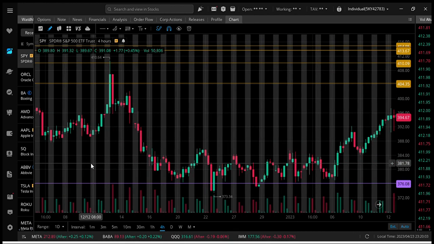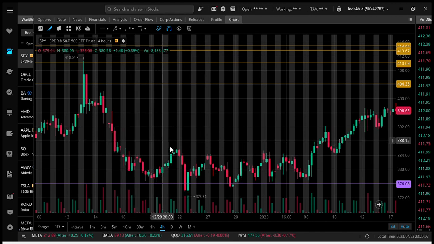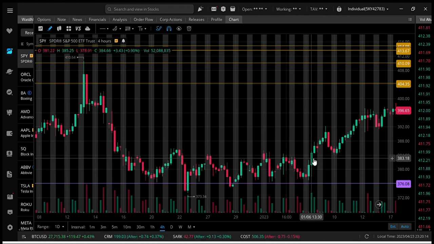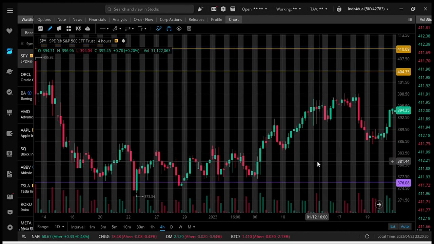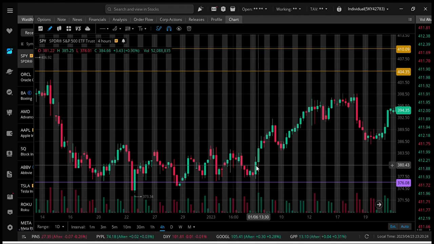But what you would do here, see how it's consolidating. So I'm gonna say you probably need to look at the daily. The daily probably tells a better picture on this part right here. But just sticking to the rules off the 4 hour, you got this candle breaking up.